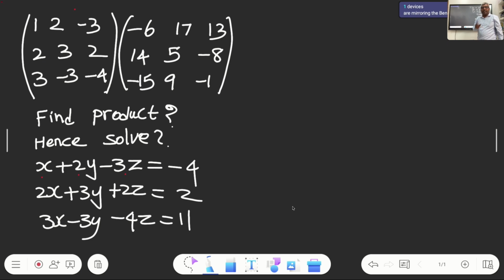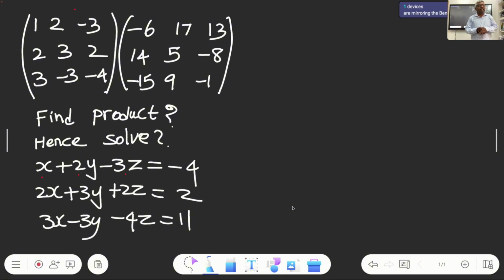But here the thing is different. What is different is they have given another matrix. What is this matrix? If it is the inverse of this one, then we can directly use that. But we are not sure whether the second matrix is the inverse of the first matrix. It is not sure. How can we confirm it?